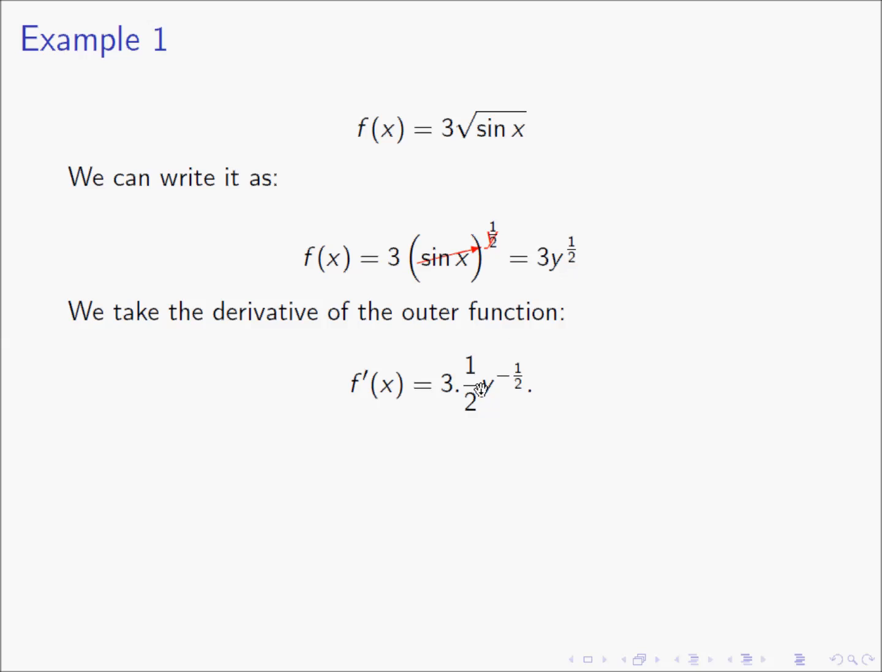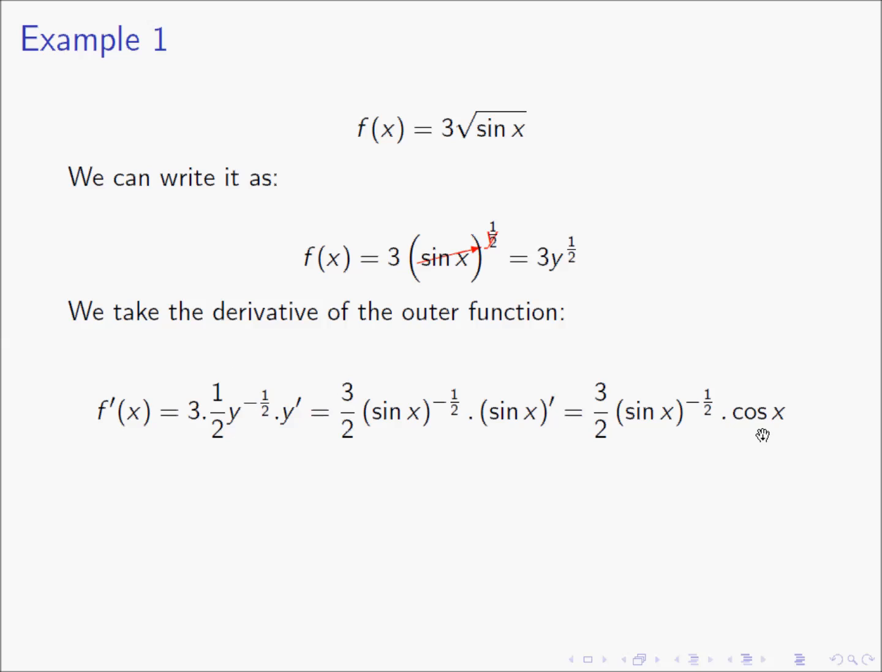Taking the derivative of this, we have 3 times 1/2 times y to the minus 1/2. But the chain rule says that then you need to multiply by the derivative of the inner function, and the inner function is sine of x. The derivative of sine of x is cosine of x. So we apply the chain rule and we get this. We can write this as cosine of x over the square root of sine of x. I forgot here to put the number 2.